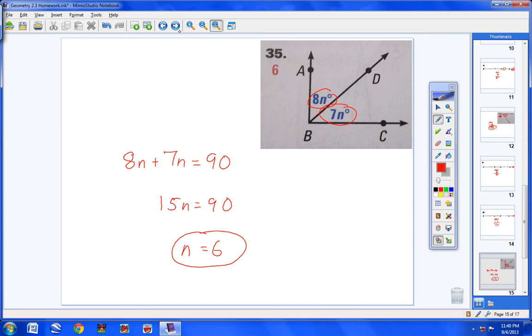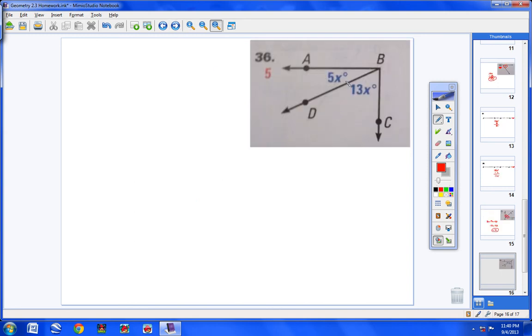All right, let's try number 36. One angle is 5x, the other angle is 13x. We know the two angles are complementary because the directions told us that. So 5x plus 13x equals 90. Now we're going to add those two together, and we will get 18x equals 90. Divide both sides by 18, and the variable x equals 5.